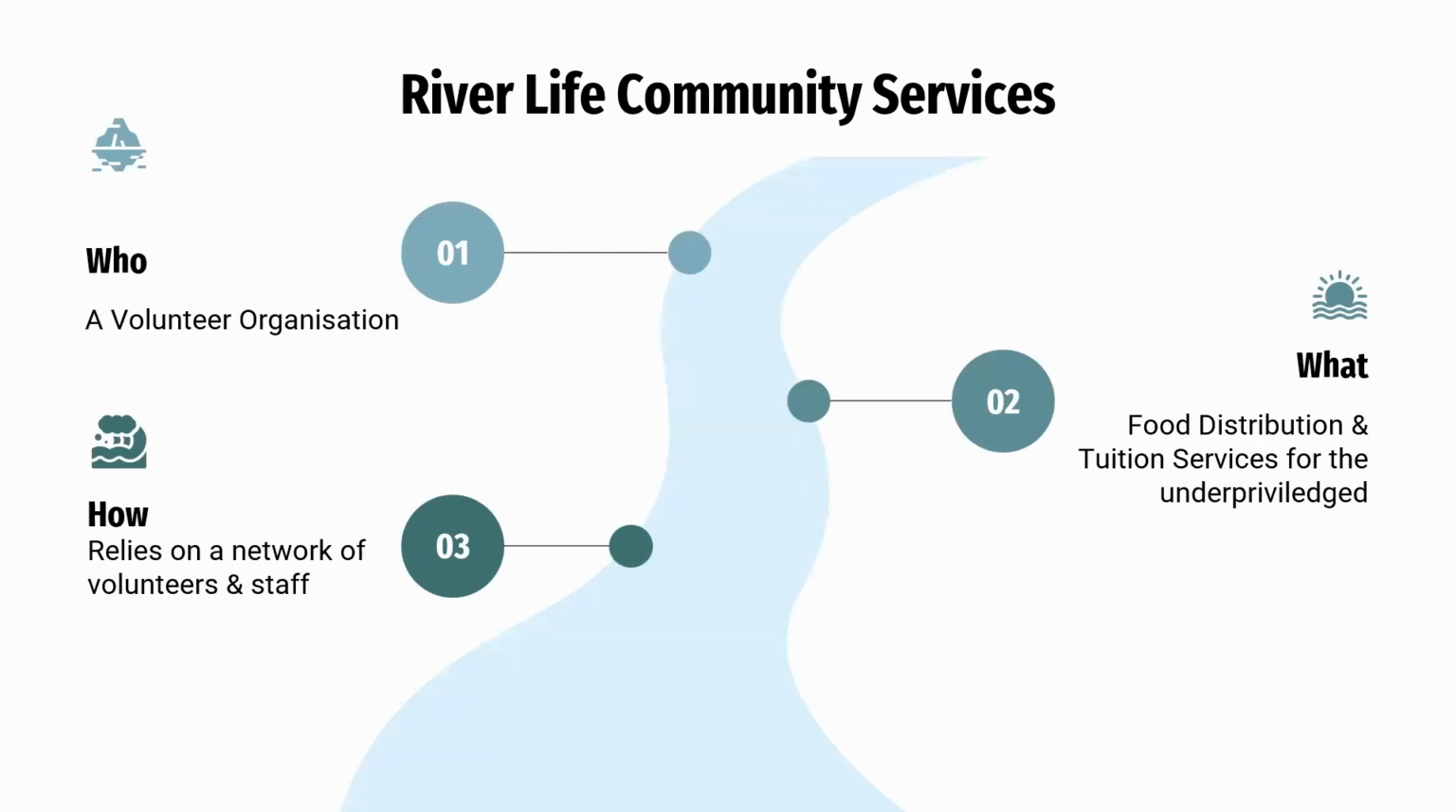River Life Community Services is a volunteer organization that focuses on food distribution and tuition services for the underprivileged. It relies on a network of volunteers and staff to help carry out its volunteer services.